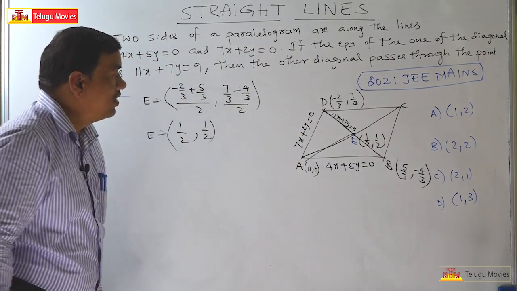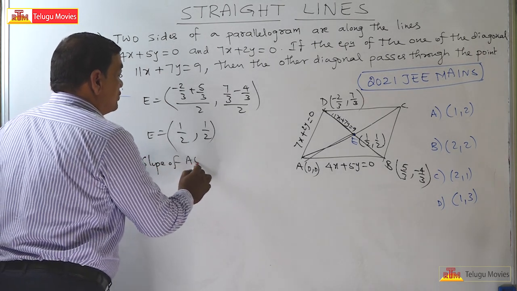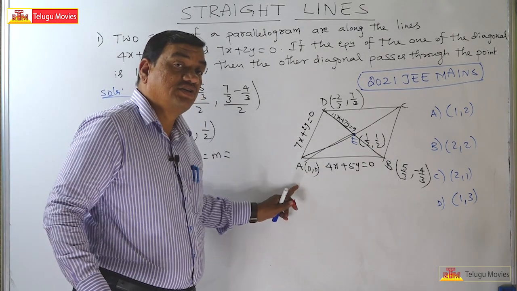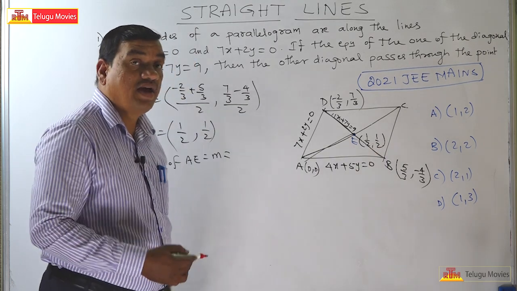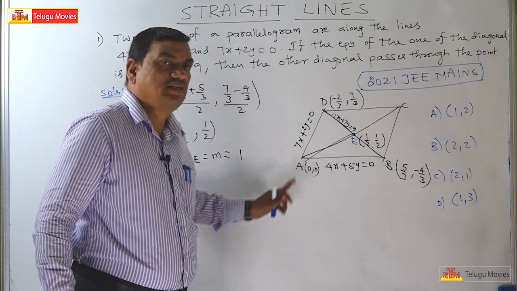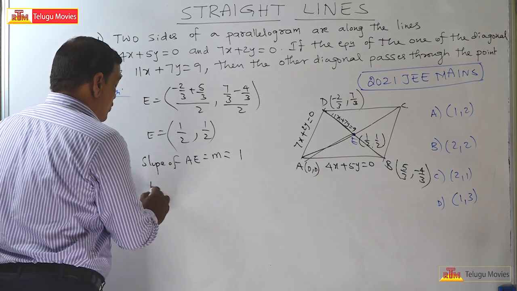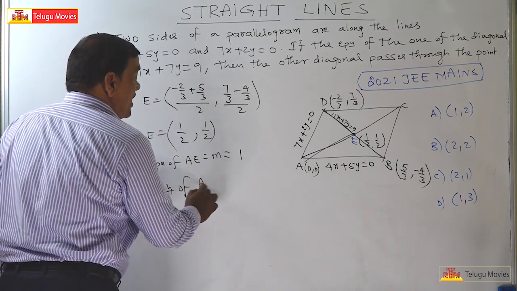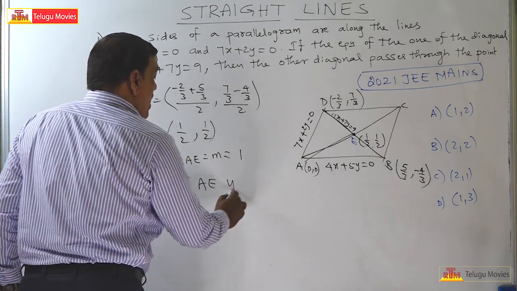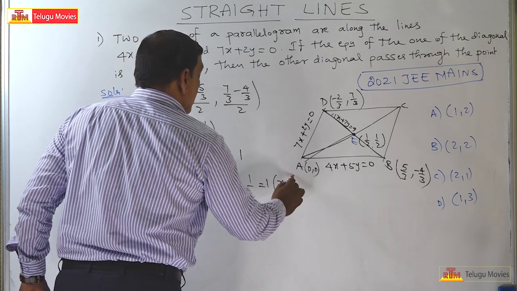Now, find out the slope of AE. The slope of AE is the difference of y coordinates by the difference of x coordinates, y2 minus y1 by x2 minus x1, 1 by 2 by 1 by 2, that is 1. Therefore, the equation of AE, that means diagonal AC, is y minus y1 equal to m into x minus x1.